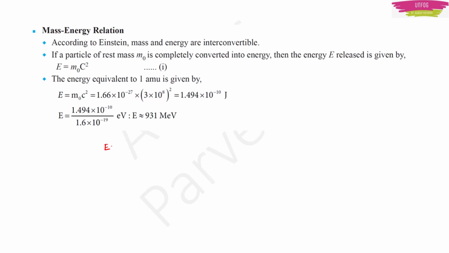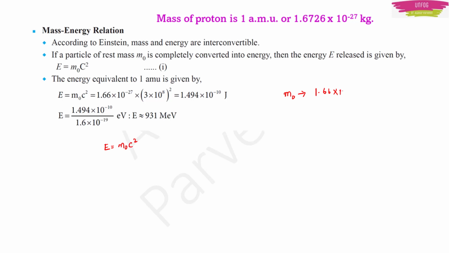See, E is equal to m naught c square, right? Now the mass of a proton in terms of atomic mass unit, or AMU, is just 1. The mass of a proton in AMU is 1, but in terms of kg, it will be 1.726 into 10 to the power minus 27 kg.